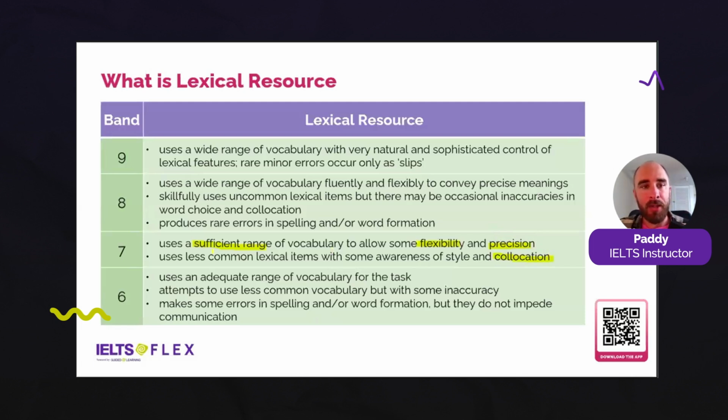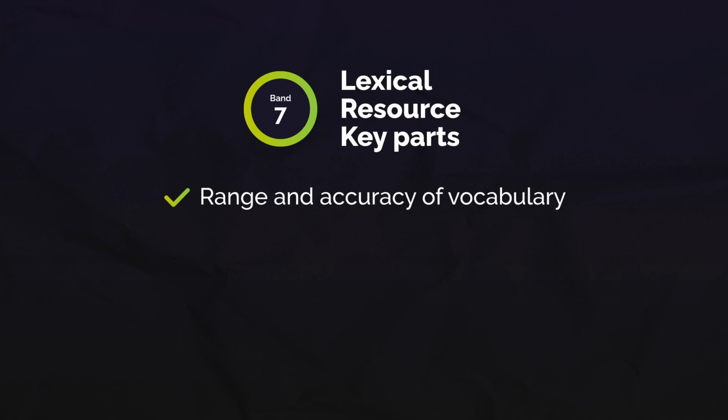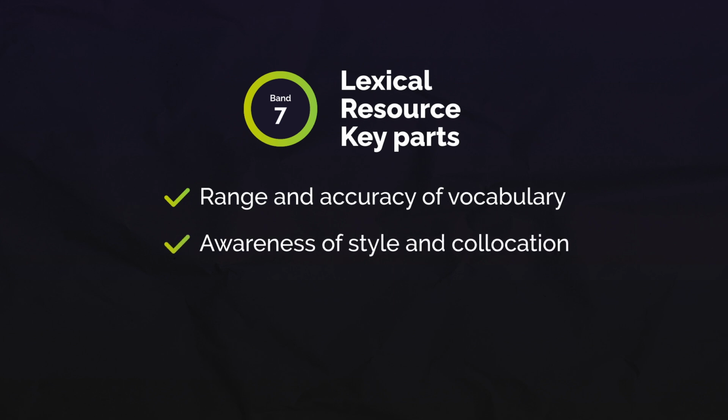Because if you're going to use less common vocabulary, you need to have that awareness of collocation, how these words fit together, and whether the style is appropriate. So in summary, we want to have a range of vocabulary, but that vocabulary needs to be accurate. We need to have an awareness of style and collocation. Words don't have meaning by themselves. They only have meaning when we put them with other words.